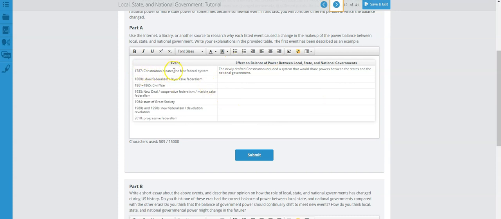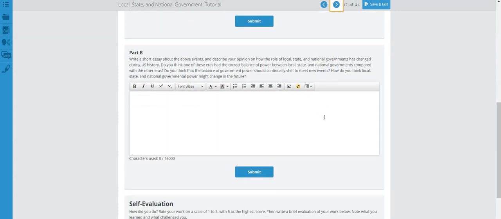1787 Constitution creates the first federal system. The effect on balance of power between local, state, and national governments: the newly drafted Constitution included a system that would share powers between the states and the national government. And you will be doing the same for all of these events here. By the way, do not just copy and paste. Make sure that you are using your own words in order to describe the effects in this section here.